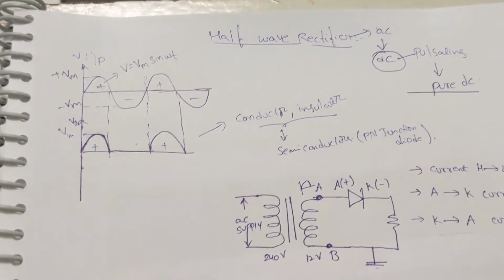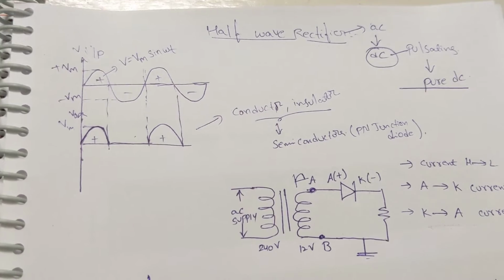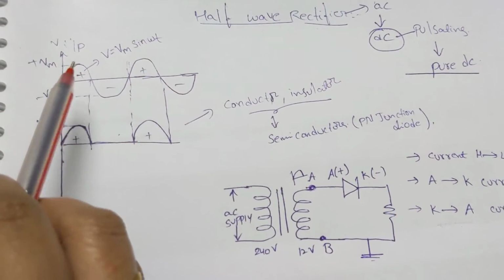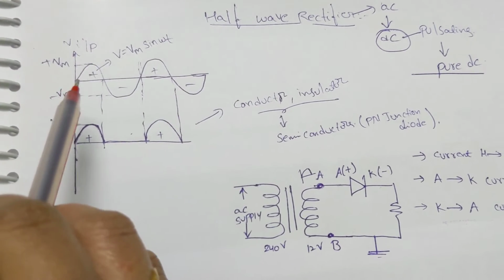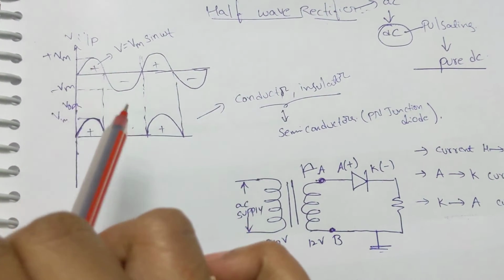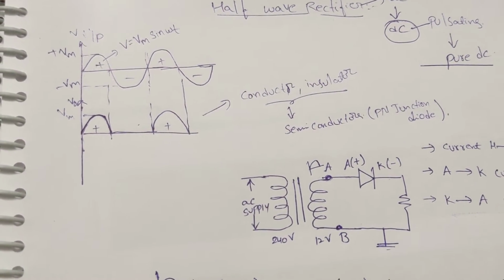Good evening to everyone. In my last class, I covered the half wave rectifier. That means in an AC waveform, either the positive or negative half cycles can be rectified into a DC pulse.